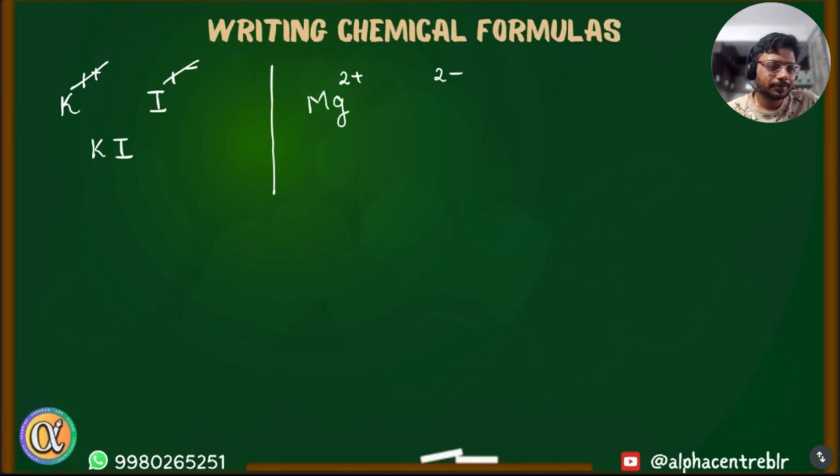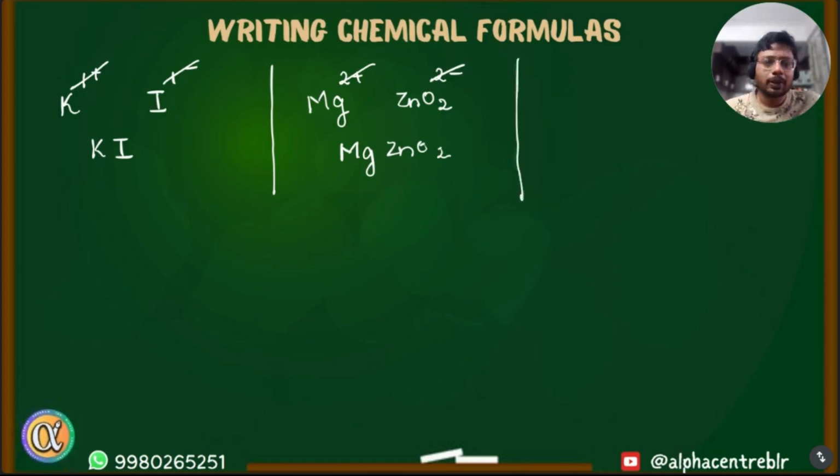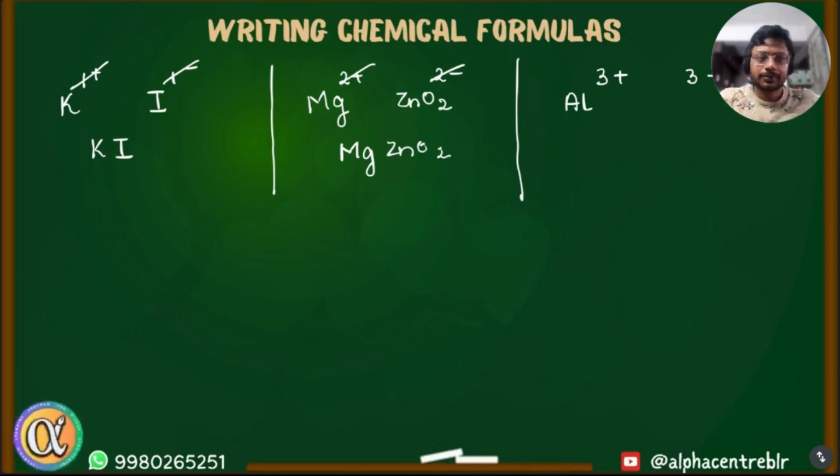So magnesium and zincate, okay, ZnO2. Now if they have 2 and 2, what do we do? Just cut both of the twos. So if both have 2, you just cut and write MgZnO2. Okay, what if they have 3 and 3? Aluminium, very good, and nitride. Nitride, okay, very good. What do we do here? It remains AlN, because you can cancel out 3 and 3.